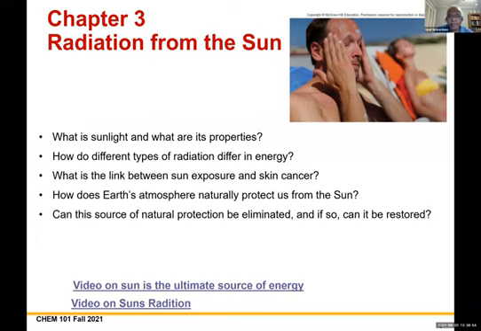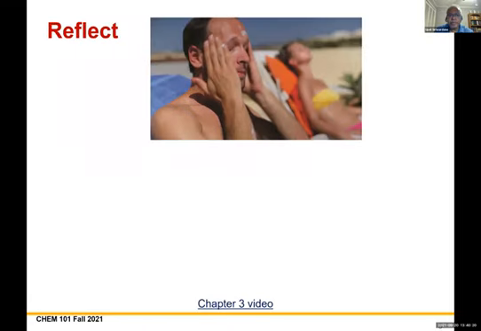The natural protection is the ozone layer in the stratosphere. Can we restore it if it is eliminated? Some of it is eliminated. Now we have come up with ways to restore the protection from sunlight. How does sunscreen block radiation? We're going to look into these things.